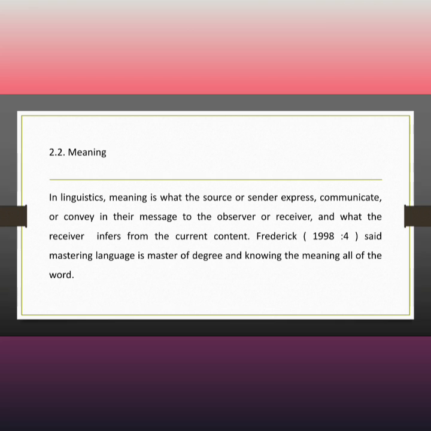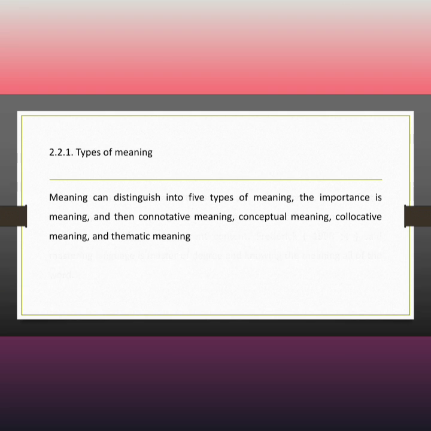2.2 Meaning. In linguistics, meaning is what the source or sender expresses, communicates, or conveys in their message to the observer or receiver, and what the receiver infers from the current context. Frederick said, mastering language is mastering the meaning of all of the words. 2.2.1 Types of meaning. Meaning can be distinguished into 5 types: conceptual meaning, connotative meaning, collocative meaning, and thematic meaning.